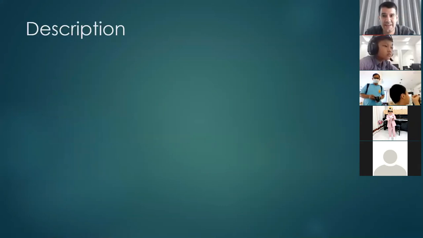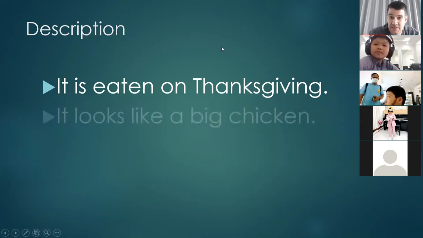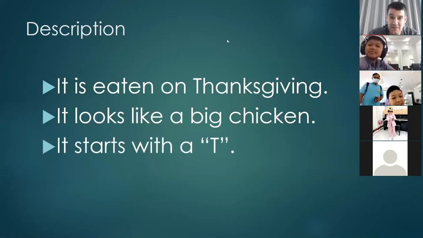Okay, so next one. It is eaten on Thanksgiving, or we also eat it on Christmas. It looks like a big chicken. And it starts with a T. So what is something that we eat on Christmas or Thanksgiving? A big chicken. And it starts with T.